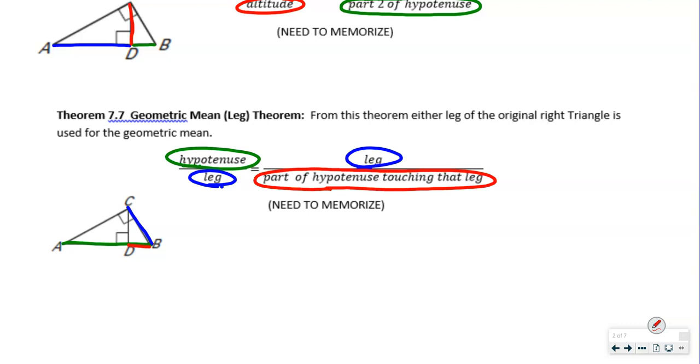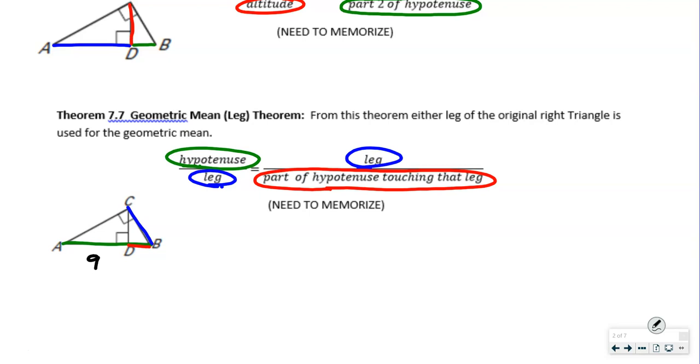Now let's say in my question, it gave me a value for AD. Say maybe AD was 9, but I didn't have a value for DB. And I didn't have a value for CB. Then I would need to use, but maybe I had a value for AC.